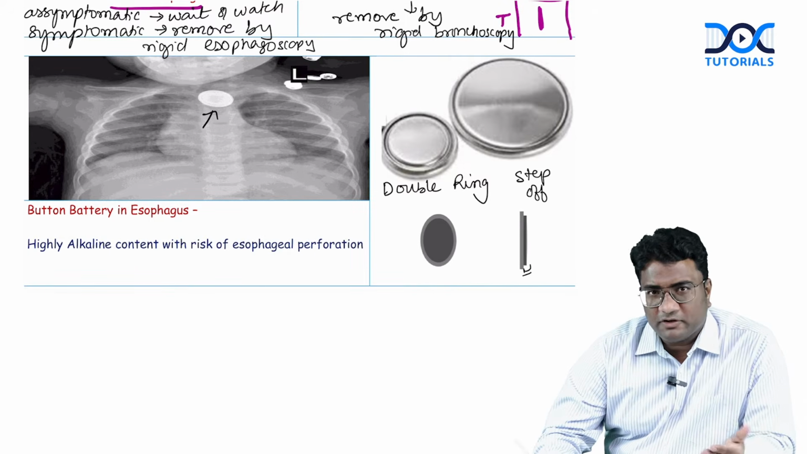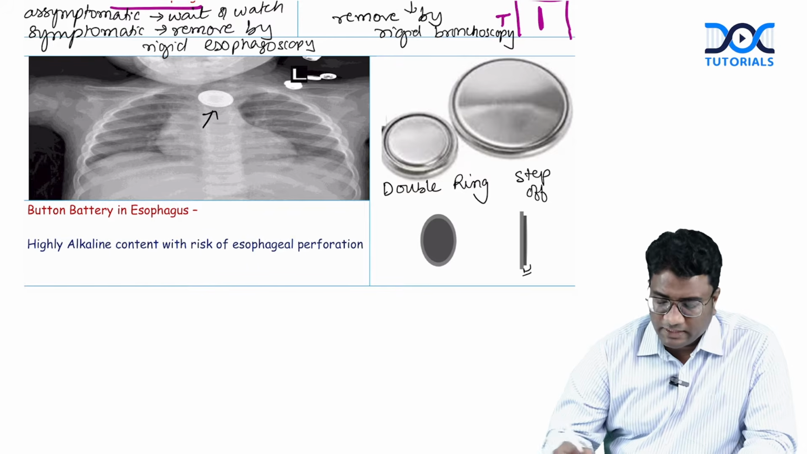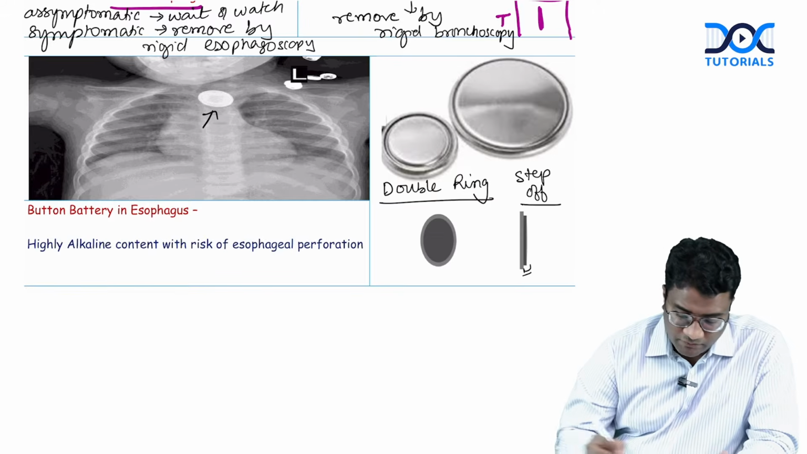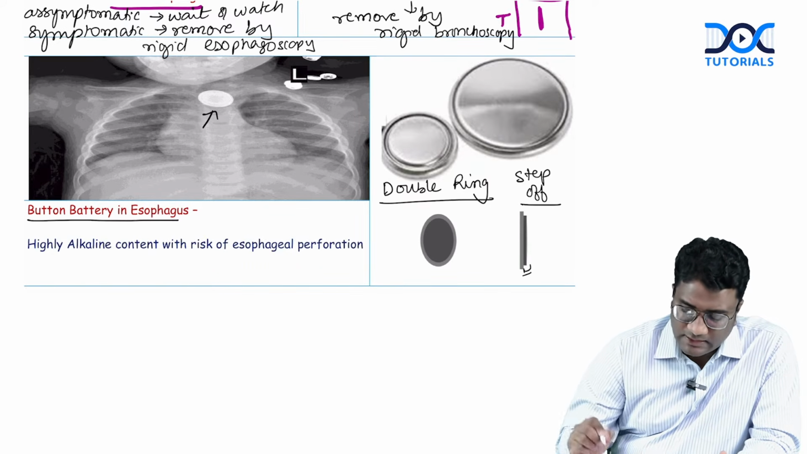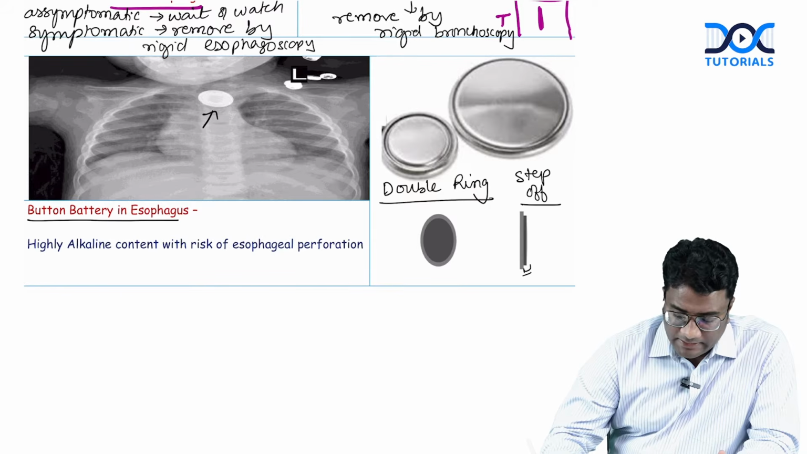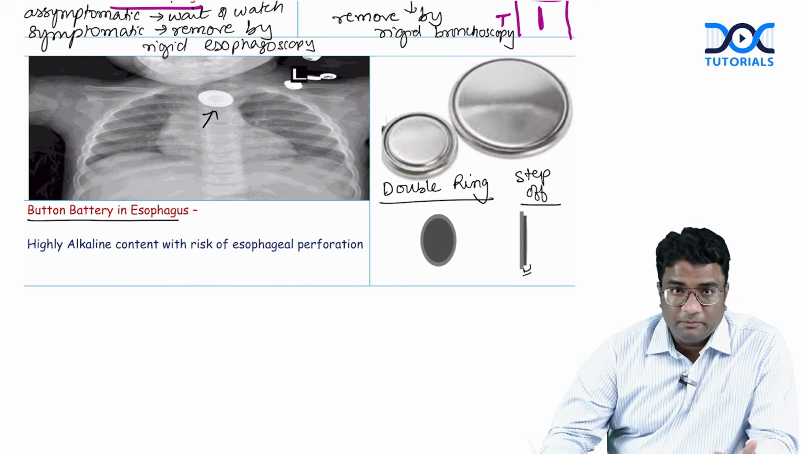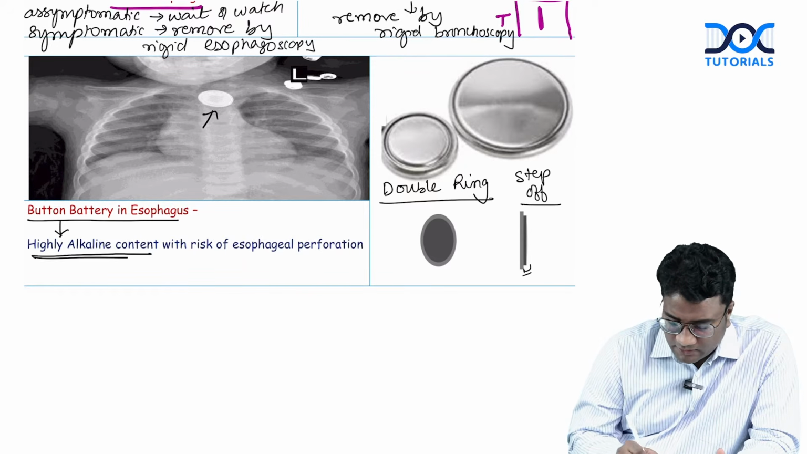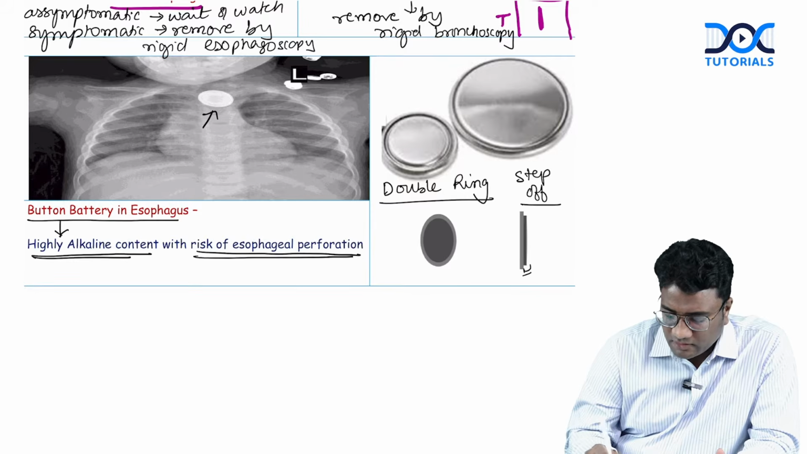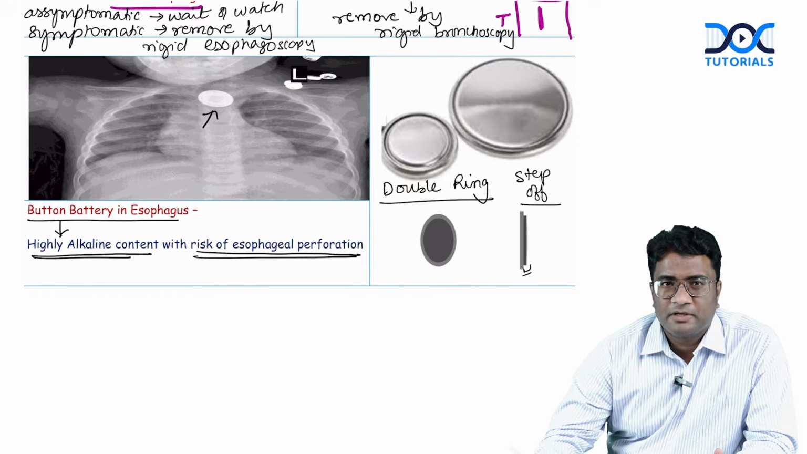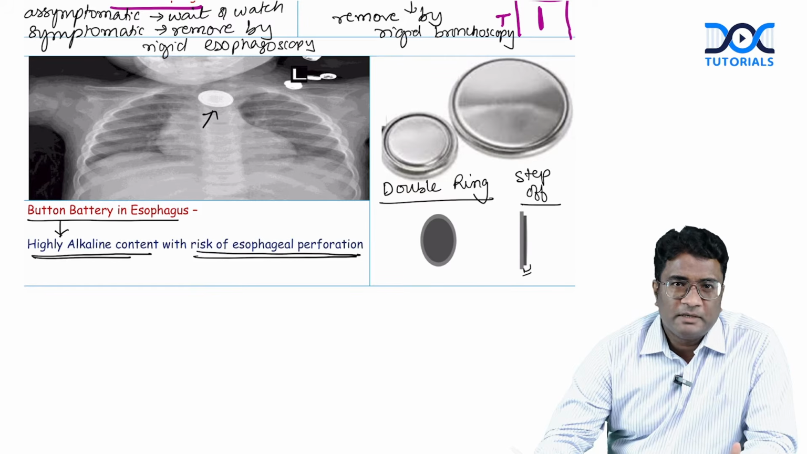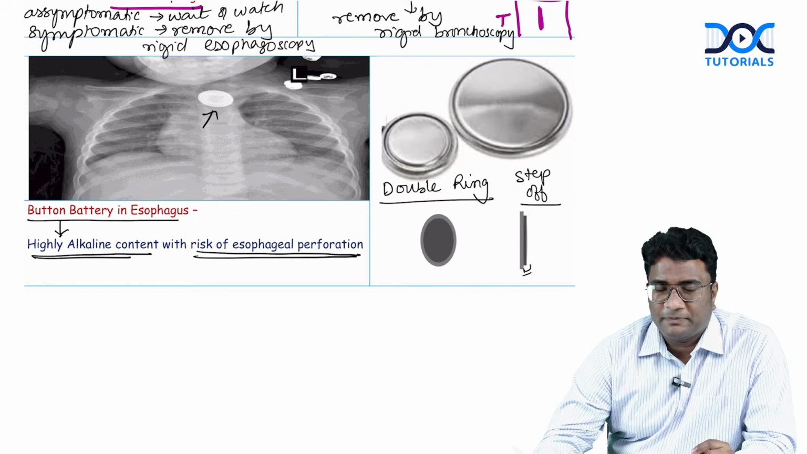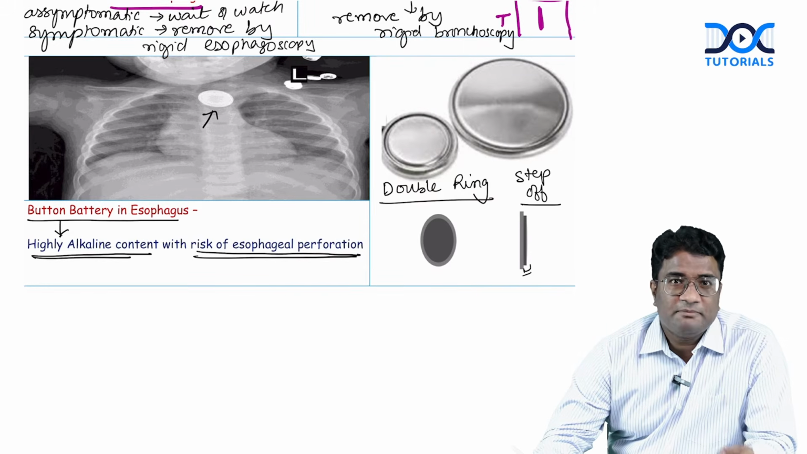So if you are seeing a step off or a step down on the lateral radiograph, and on the frontal radiograph you are seeing double rings, this is suggestive of a button battery. If you see a button battery in the esophagus, you will see this double ring or step off. And a button battery in the esophagus is an important emergency. A button battery has highly alkaline content inside, with a high risk of esophageal perforation. So will you wait and watch or will you go for removal by esophagoscopy? Obviously, you will have to remove it by esophagoscopy. Remember, a button battery in the esophagus is an important emergency.